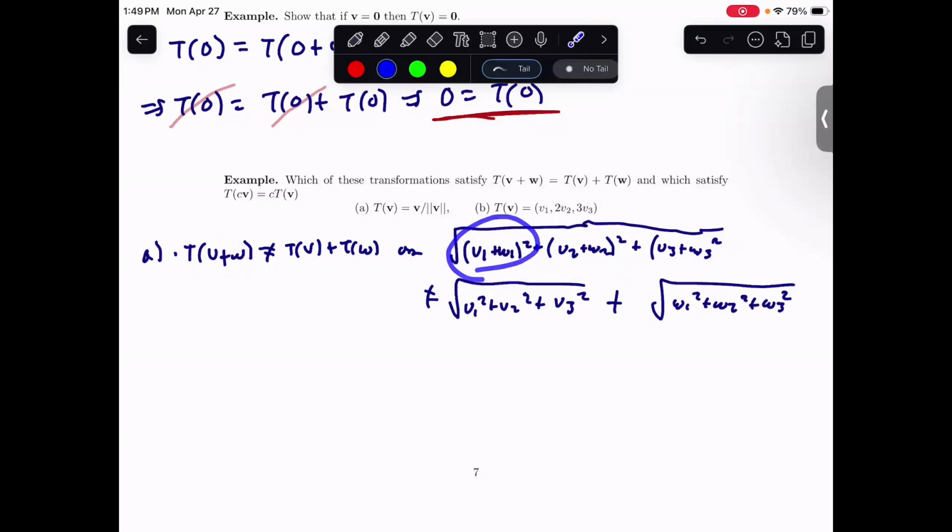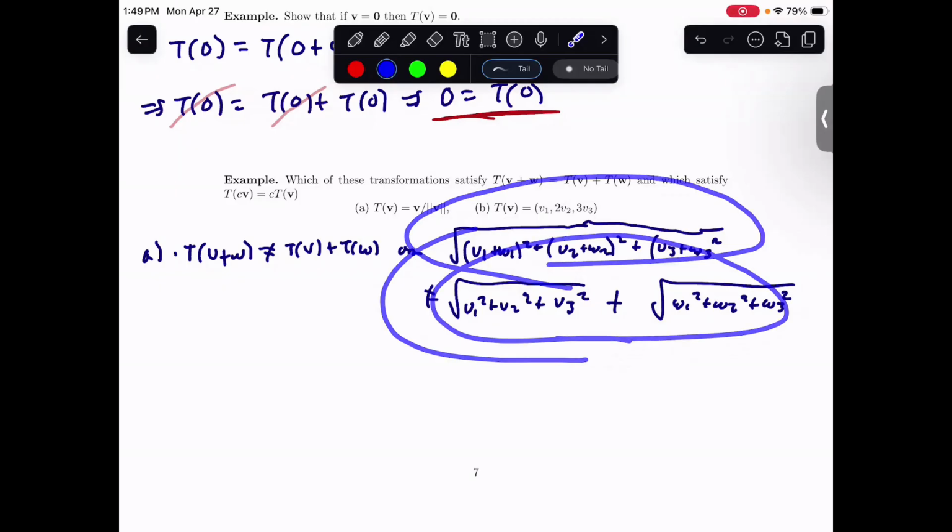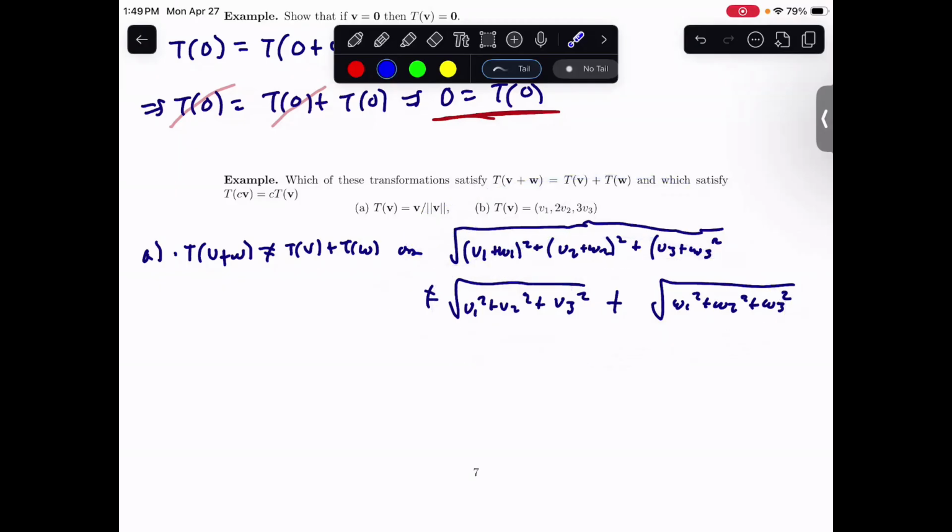If you FOILed all this out, you're going to have V's times W's. And you can't split up a square root based on sums or anything like that. So this pretty much never holds. You'll never have equality between this and this, pretty much ever. So that's why this isn't going to be a linear transformation in terms of distributing T of V and T of W.